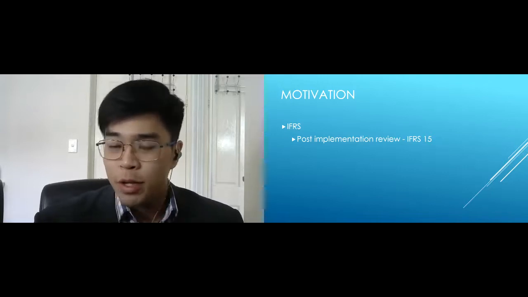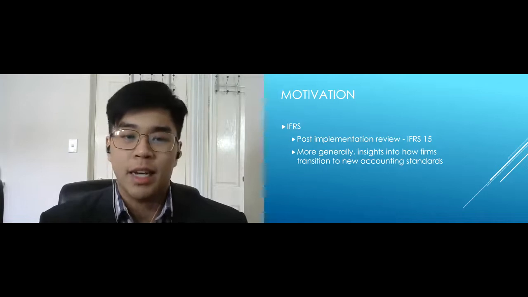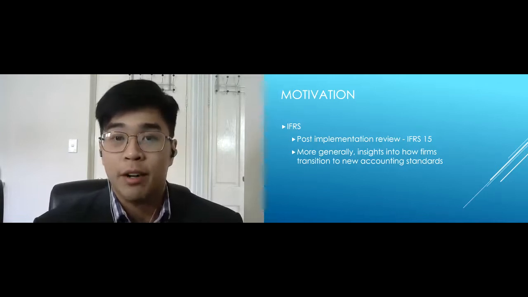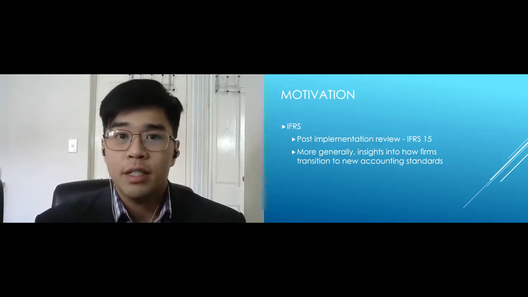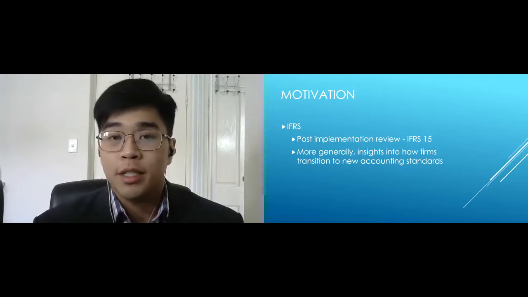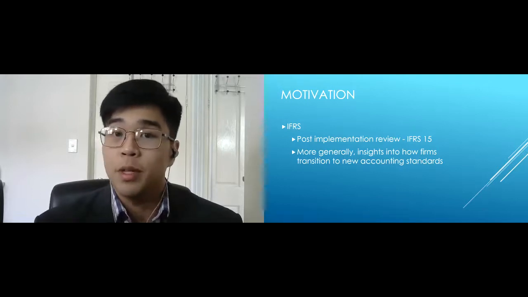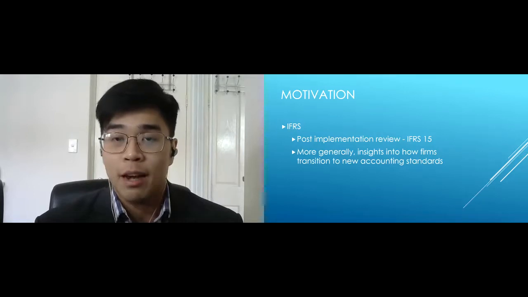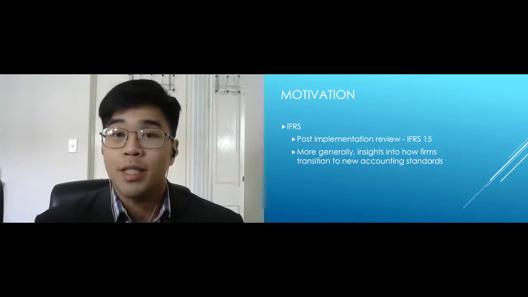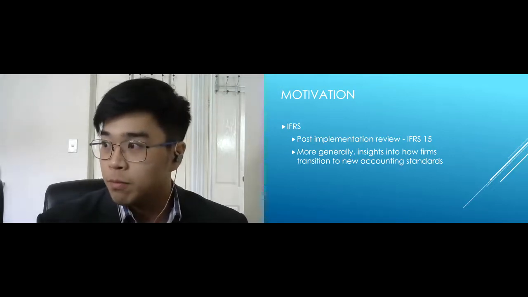More generally, we also look at the insights into how firms transition to new accounting standards. This is important as well to standard setters who are concerned with the flexibility in transition methods that firms have, as well as the consequences of the flexibility given to those firms.